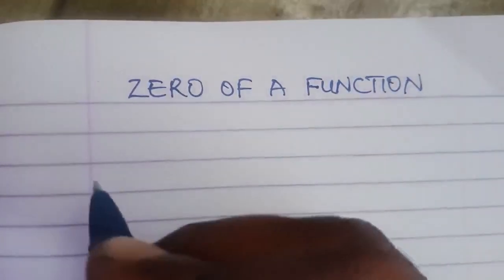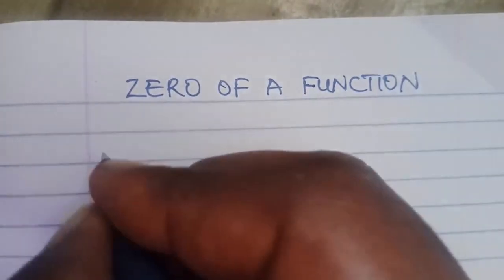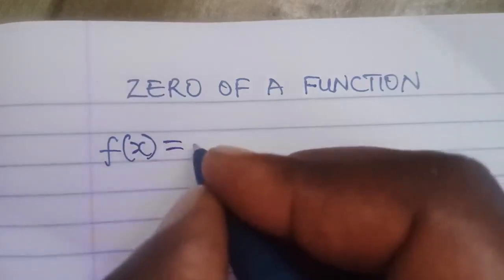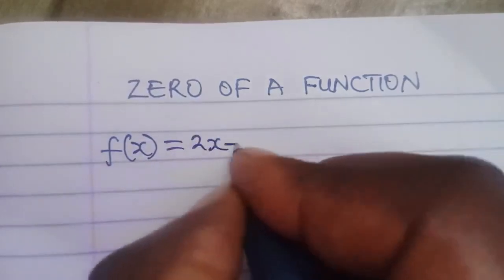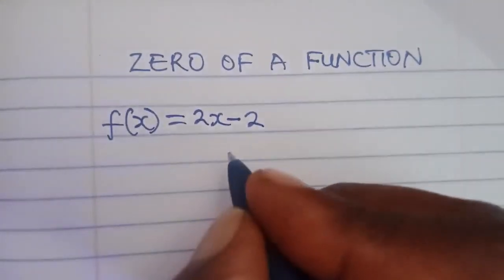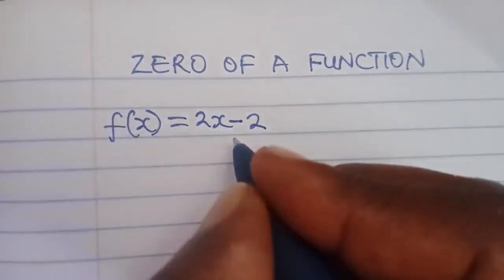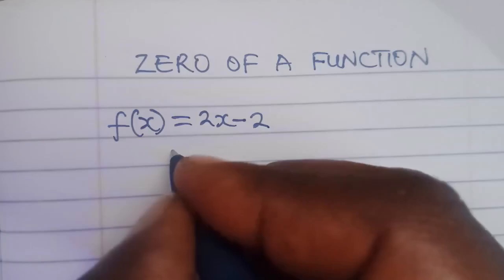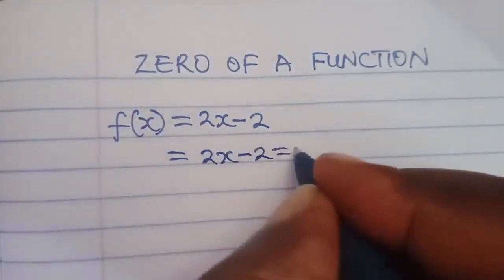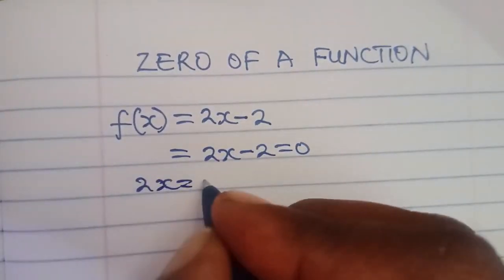In this video, we are looking at the zero of a function. Before we define it, let's say, for example, we have the function f of x equals 2x minus 2, and we're asked to find the zero of this function. What we simply need to do is equate it to 0, so f of x equals 2x minus 2 equals 0. What this means is that 2x is equal to 2.